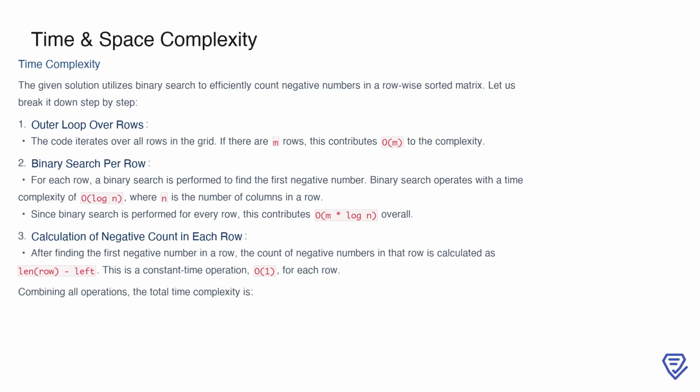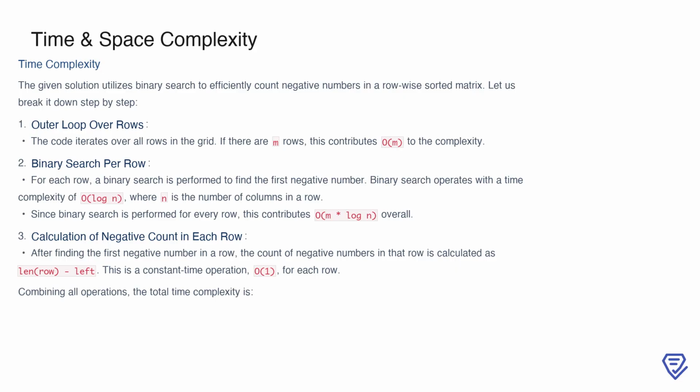After locating the first negative number in a row, the count of negatives is simply the difference between the row length and the index of the first negative number. This calculation is a constant time operation, O(1), for each row. When we combine these steps, the total time complexity becomes m for the row iteration, plus m * log n for binary searches, and m * 1 for the constant time calculations.